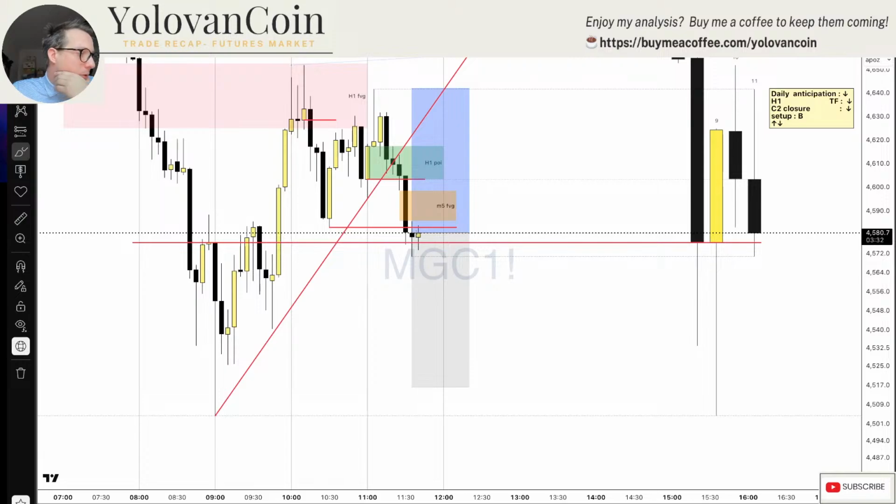But price action today is absolute garbage, I guess. I mean, at least based on my strategy and approach, it's really difficult to read the price.